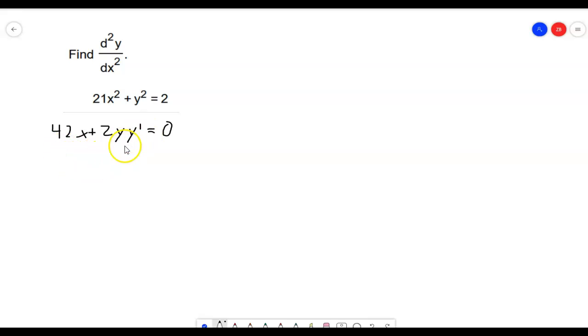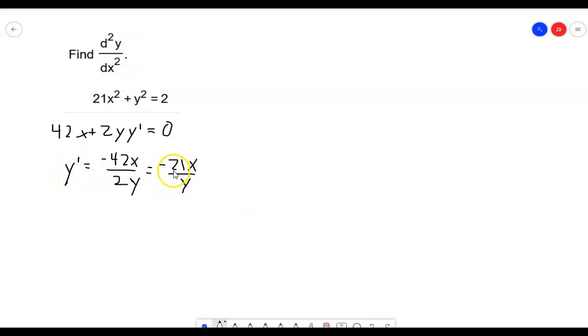So we're going to solve for the y prime. Subtract the 42x from both sides, and then divide by the 2y. You should get y prime is equal to negative 42x all over 2y, and we can simplify that. So that's equal to negative 21x over y. So that's our first derivative. But we want to find the second derivative of that.